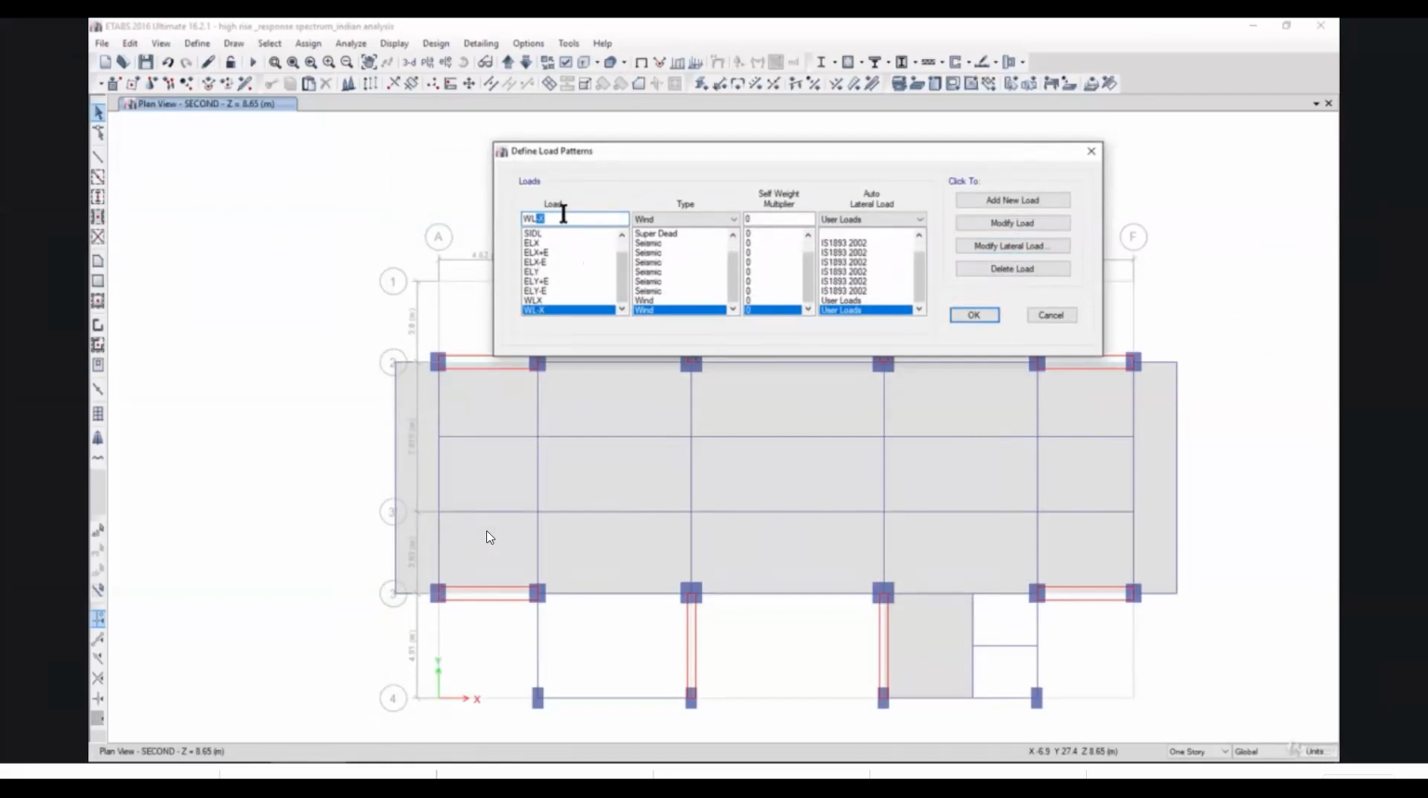After that, we need to define WLZ, that is wind load along the positive Z direction.